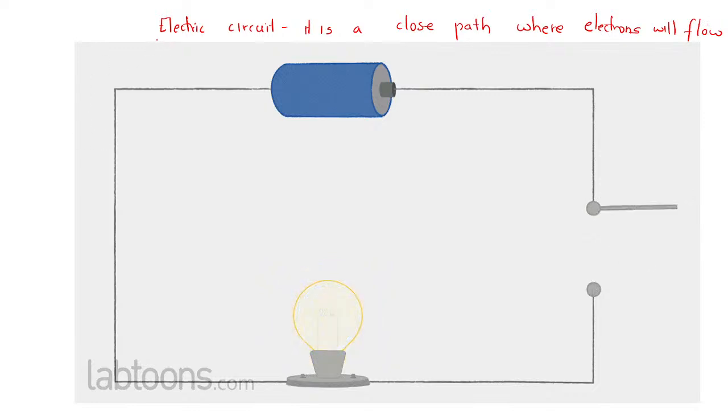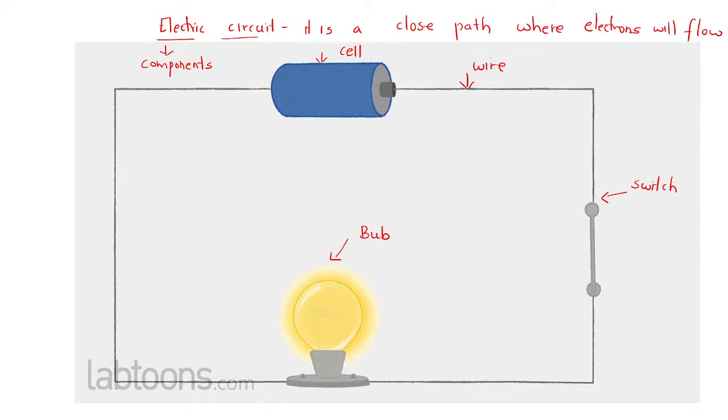So now this electric circuit consists of certain parts or components. Let us try to understand each component in detail. That's a cell. These are wires. That's a bulb. And that's the switch. So the basic components of an electric circuit are cell, wire, bulb, switch.